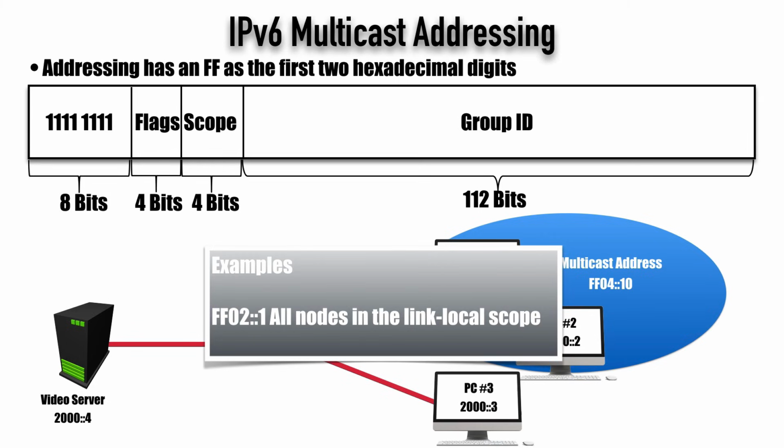And there is an assigned value of 1 at the very end of this address to say that this represents all nodes in this link local scope. Another well-known address is FF02::2. This is all routers in this link local scope.